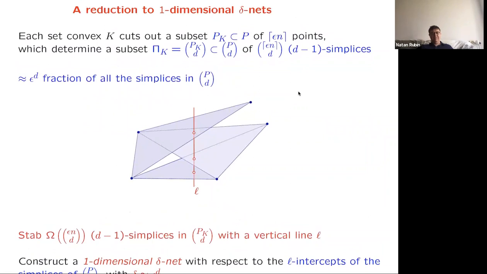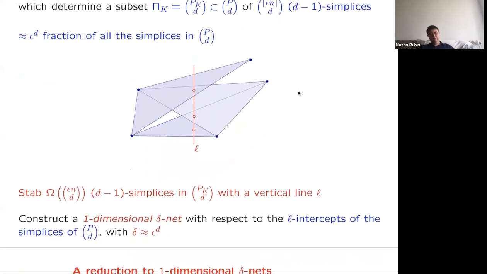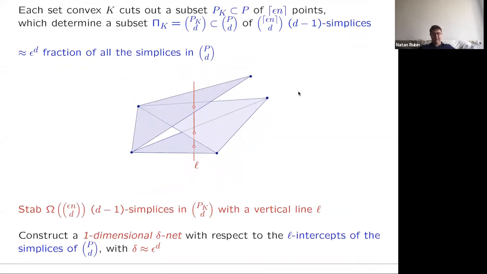The new bound is based on the following fundamental reduction of weak epsilon nets in dimension D to one-dimensional strong delta nets with a suitable fraction delta. To this end, we notice that each convex set of interest to us cuts out a subset of epsilon n points which determine epsilon n choose D minus one dimensional simplices, which comprise only an epsilon to the D fraction of all the simplices determined by the underlying point set. So we simply seek to stab a fixed fraction of these simplices with a single vertical line, and construct a one-dimensional delta net with respect to the intercepts of the simplices with this vertical line.